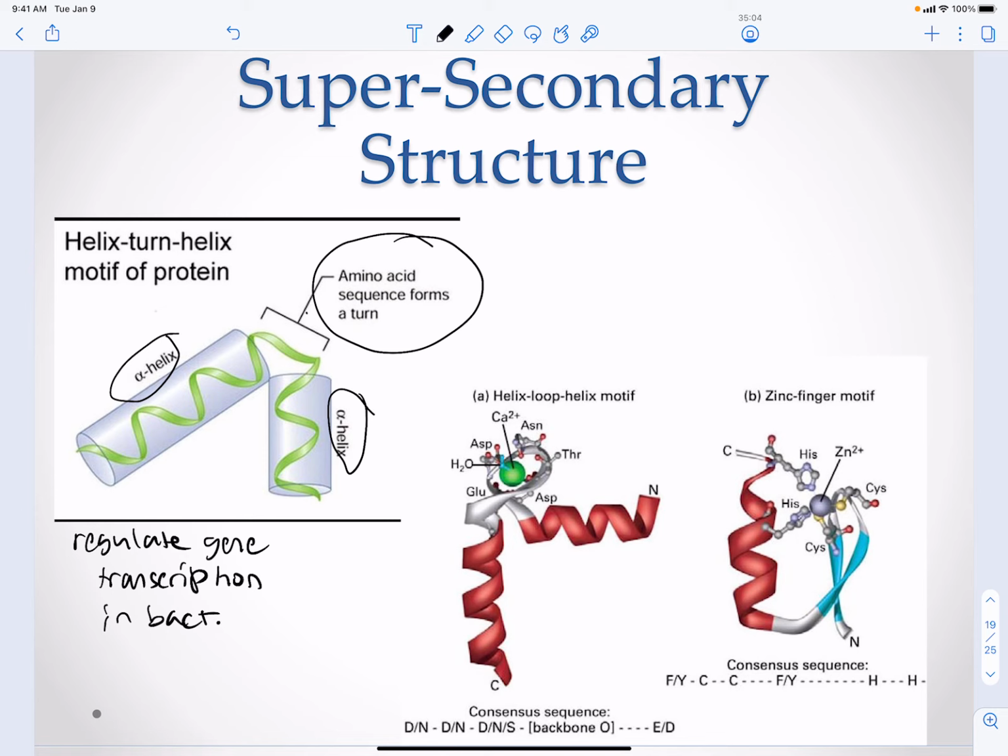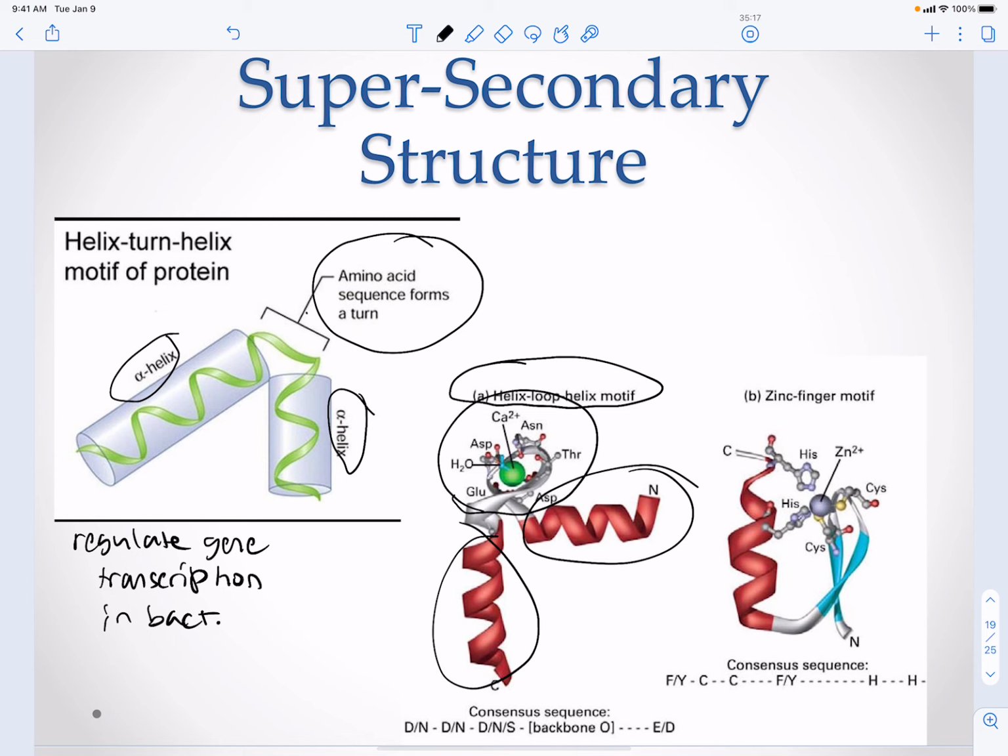So that's a way to control regulation of genes. Now, another one is going to be a helix loop helix motif. And this again, you have your alpha helix here, and this is a loop that forms, and then another alpha helix. And we also have what's called a zinc finger, in which you have a zinc incorporated, and that is referred to as a zinc finger. Helix, loop, helix, and zinc fingers are eukaryote transcription regulators.